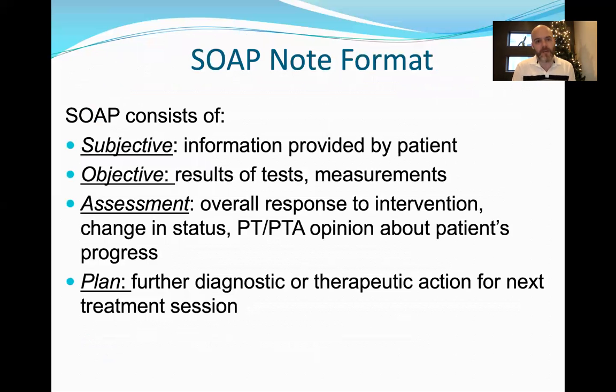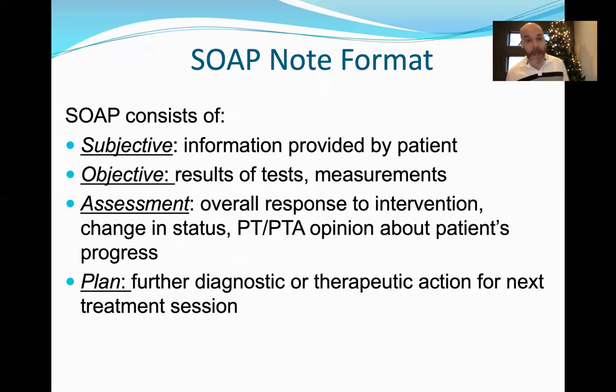This is basically the format that all therapy documents go through. And even now, most documentation nowadays is electronic medical records, and it's a lot of clicking and drop down boxes, but it's all still arranged in the SOAP note format though.